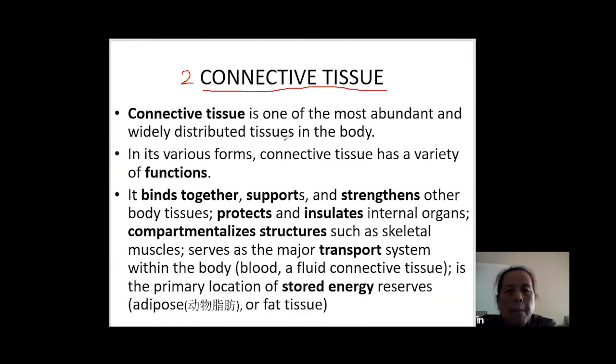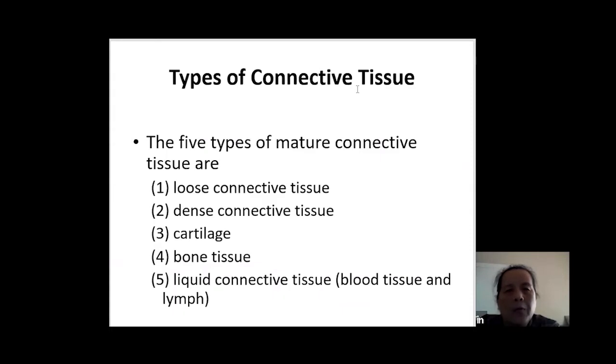Connective tissues have basic functions: connecting to each other, bonding together, and the support function, protection function, insulating functions, and forming structures. So they have a lot of functions. They also have transport functions, and can store energy. Connective tissue also has a lot of different categories.